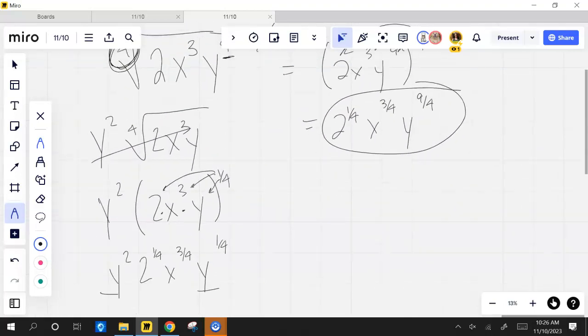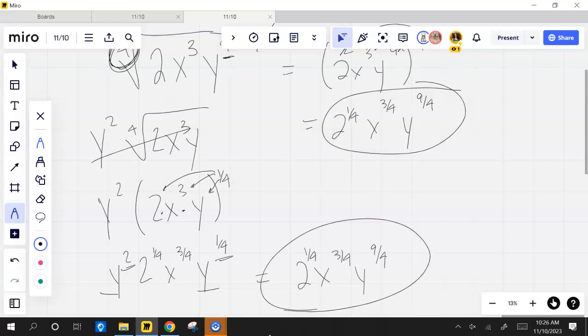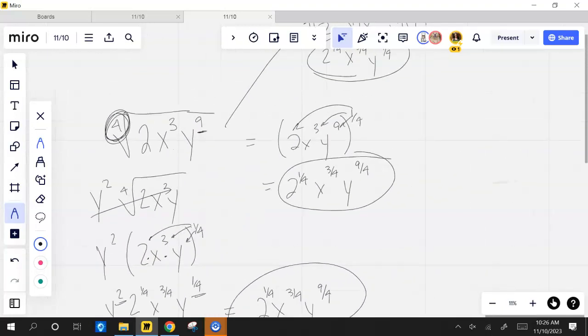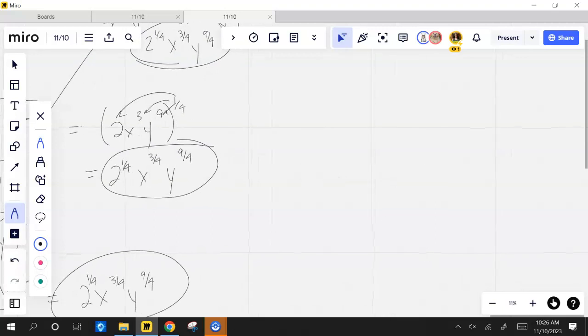And I'd get the same thing here if I added 2 plus a 4th, if you put that on your calculator. I'd still get the same thing. Yes, they're all going to each have their own exponent.